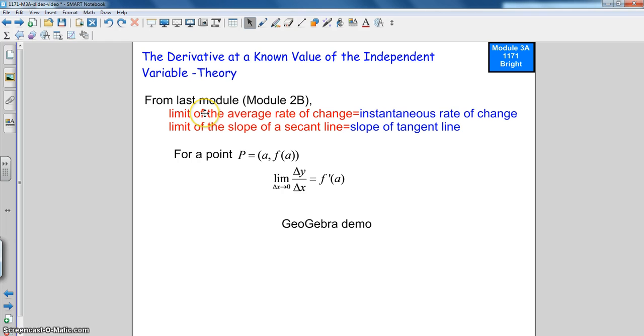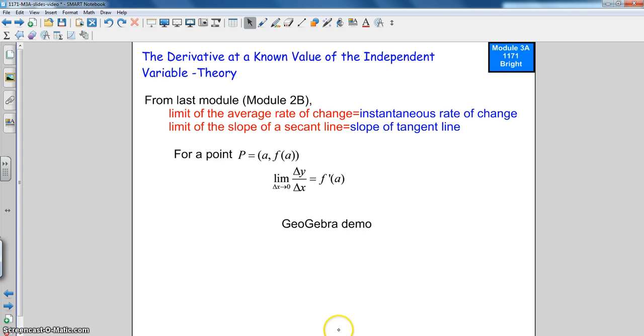Just reminding us what we did in Module 2b, we said that the limit of the average rate of change, as we decreased the delta x, the step size, to 0, was equal to the instantaneous rate of change of the function at the point A. Similarly, the average rate of change was the slope of the secant line, so if we took the limit of the slopes of the secant lines, we get the slope of the tangent line. So we also connected the instantaneous rate of change at a point with the slope of the tangent line at the point.